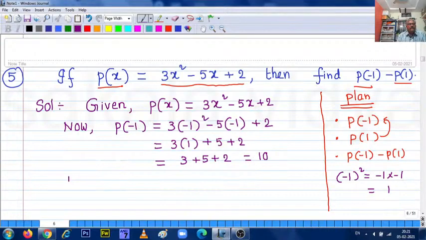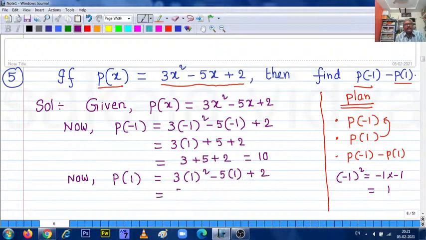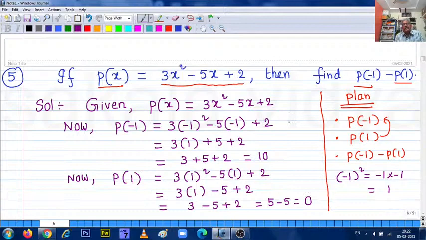Right, next now, P of 1. P of 1 is equal to 3 times 1 square minus 5 times 1 plus 2. That means 3 into 1 square is 3, minus 5 into 1 is minus 5, plus 2. So 3 plus 2 is 5, 5 minus 5 is 0. So P of minus 1 is 10, P of 1 is equal to 0. Subtract 0 from 10, you get 10 itself only.